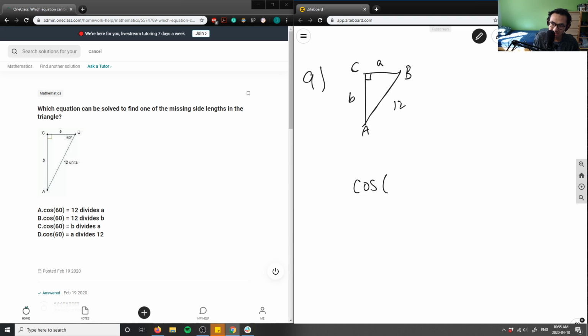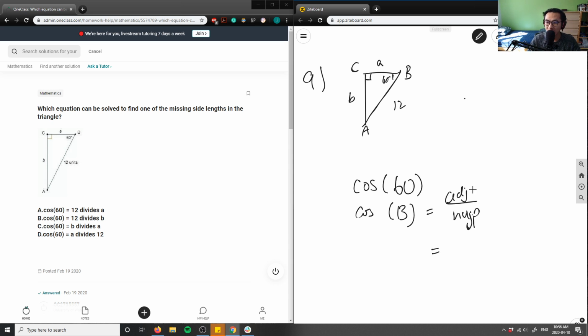So cos 60, and this here is our 60 degrees angle. Or I can say it's cos b. So cos b equals, what does cos mean? Cos is SOHCAHTOA, so CAH is adjacent over hypotenuse, right? So you get adjacent over the hypotenuse.